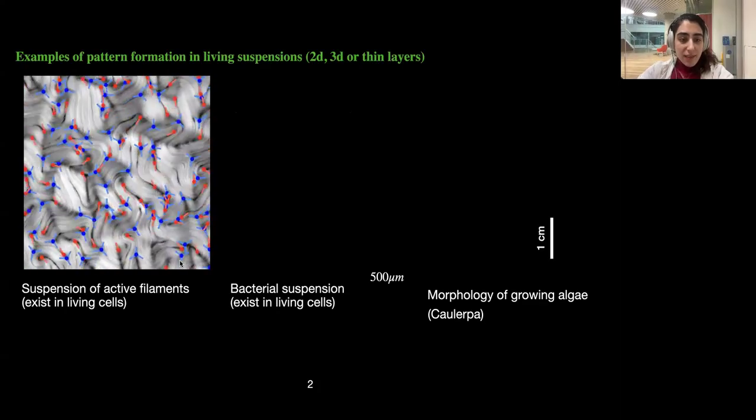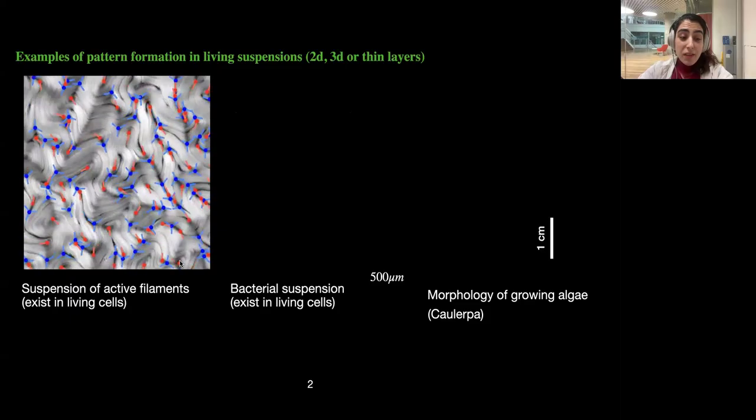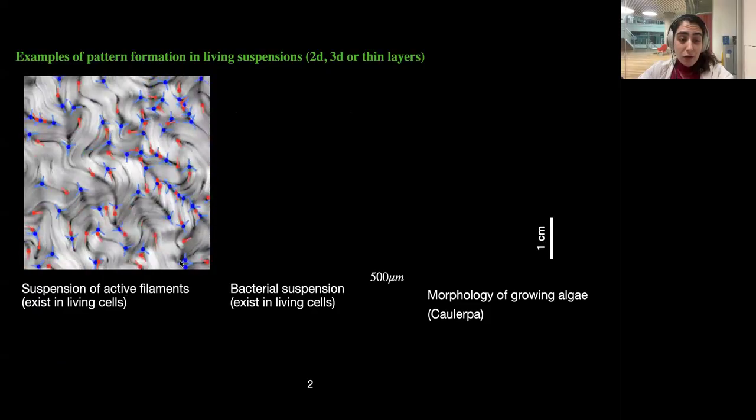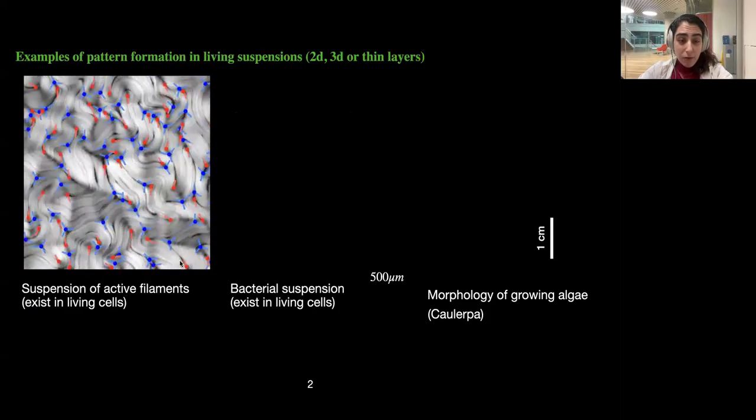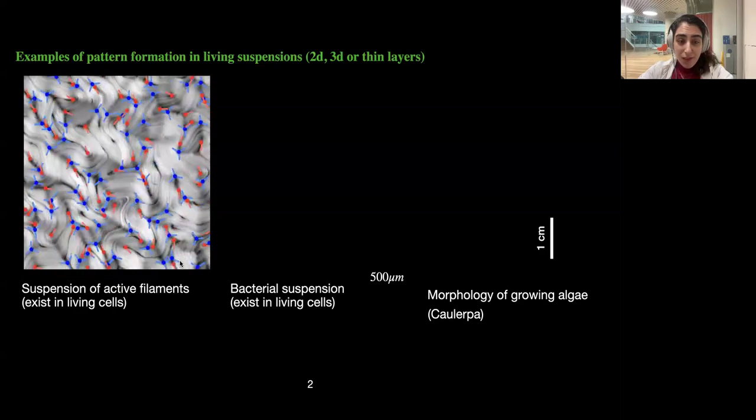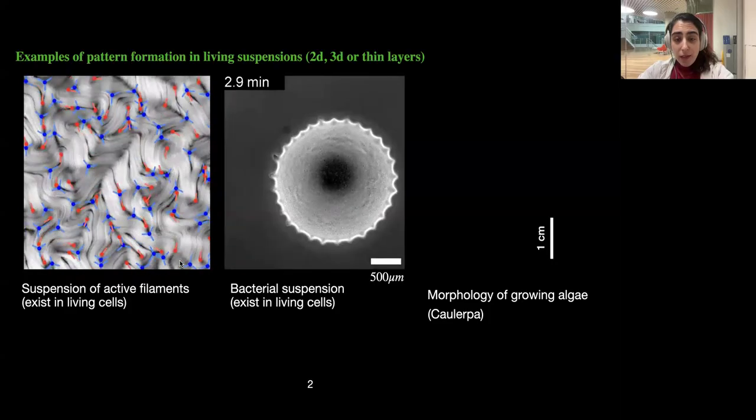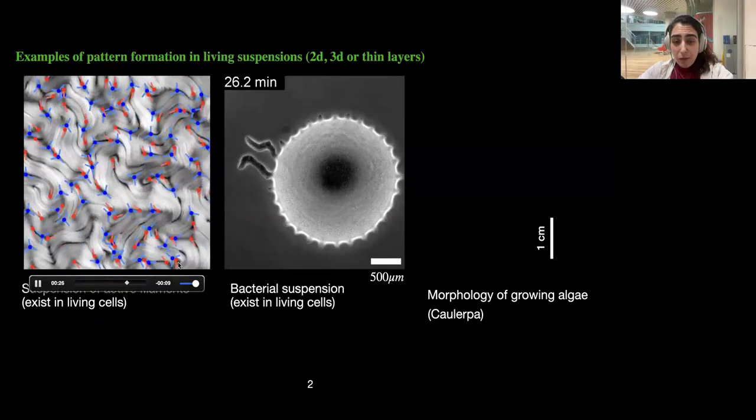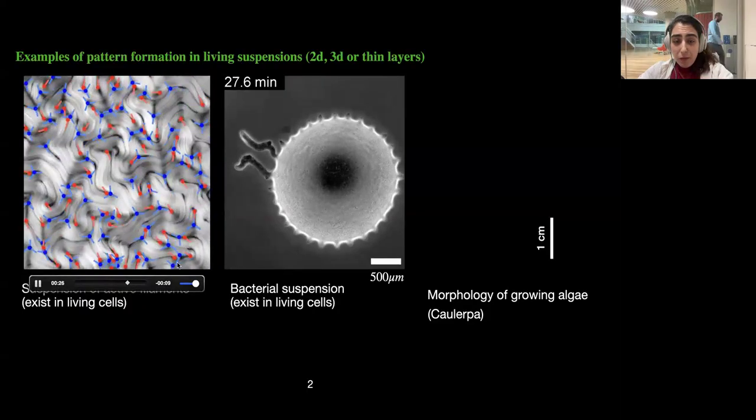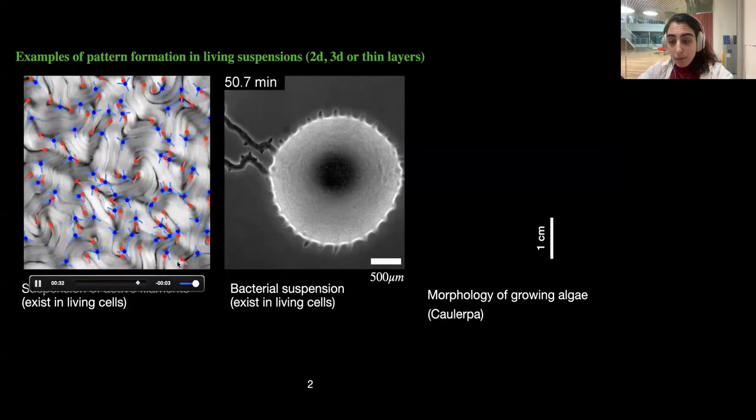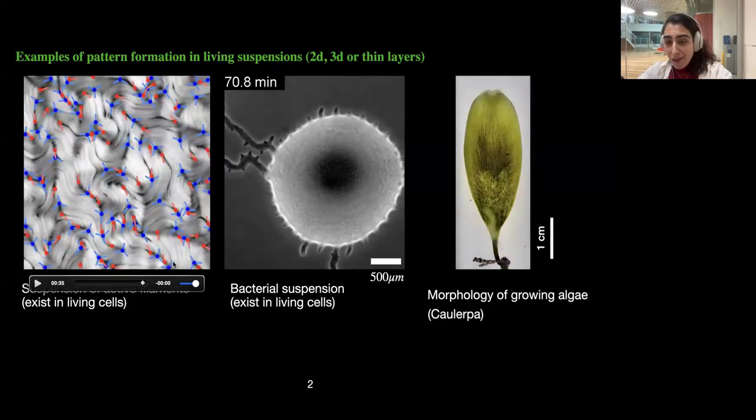So here, these are some examples of systems I'm thinking about. The first one is a suspension of active filaments. These are microtubules, the filaments that we all have in our cells. And as you can see, they form these interesting patterns that I will talk about in more detail soon. The second one is a bacterial droplet on a substrate, and the way it invades its surrounding with fractal type patterns at the interface. And the final example is the seaweed I'm going to talk about.